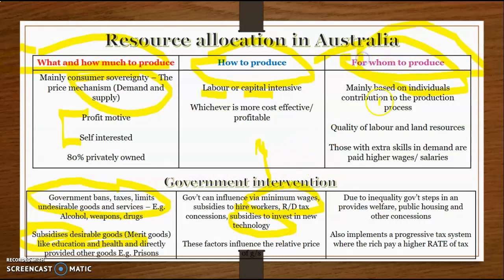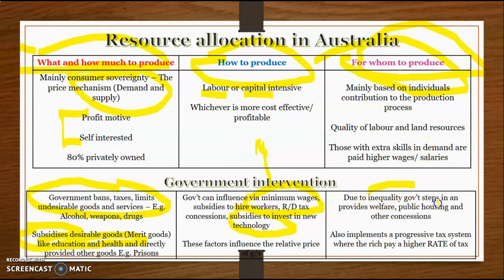For whom to produce is based on who gets access to the products that the society produces. So in Australia, it's largely people who have skills because they generate higher incomes, and then they get access to more goods and services. So people that possess talents or skills that are in demand will generate higher incomes because they're making a more worthwhile contribution to the production process.